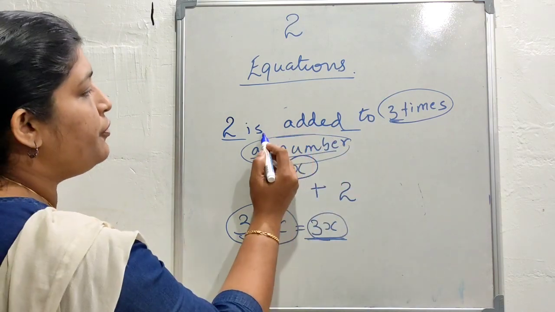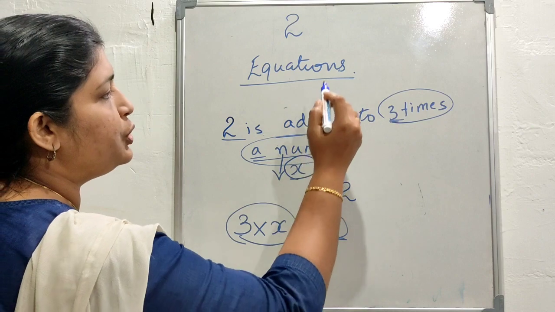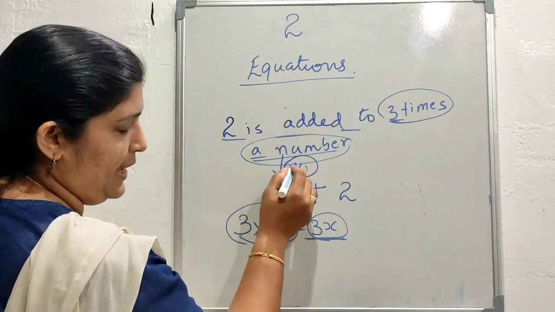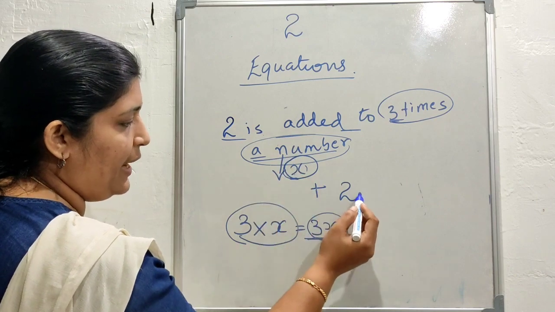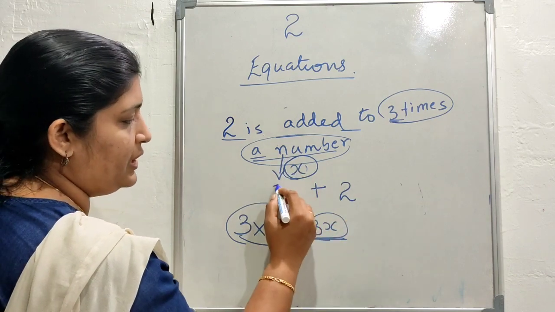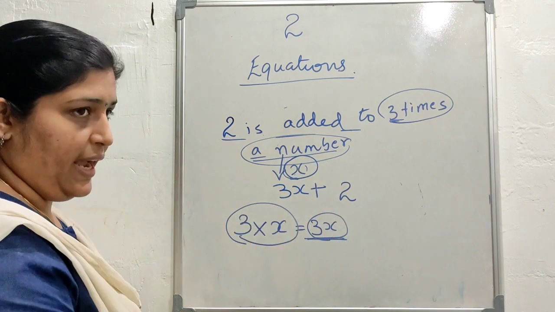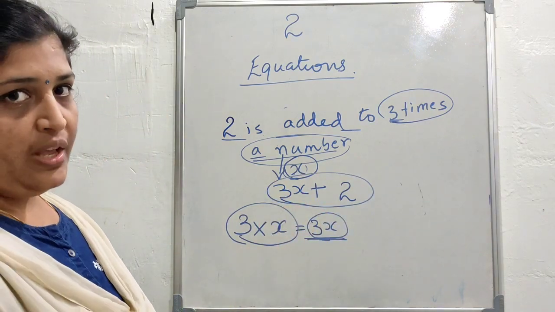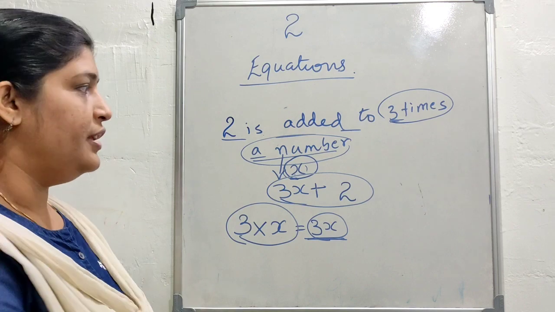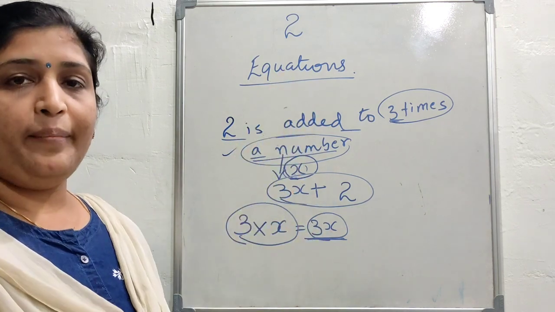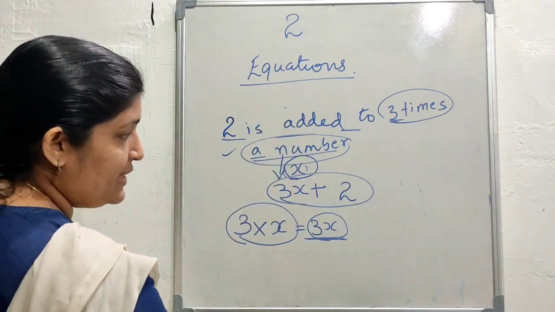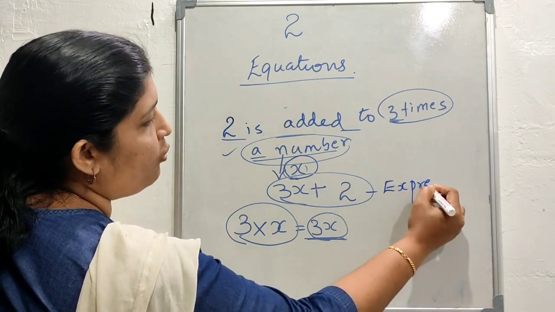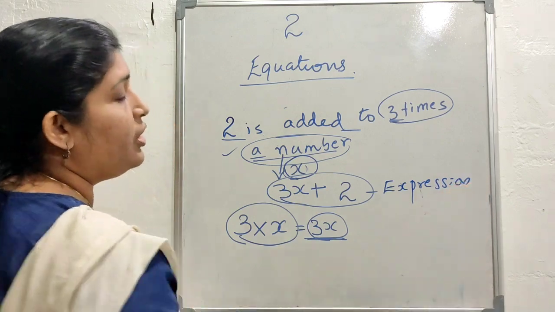So, the algebraic form of 2 is added to 3 times a number: we take our number as x. Then 2 is added to 3 times of the number. 3 times of the number is 3x, and 2 is added to it means 3x plus 2. This is the algebra of the sentence. But this one is only an algebraic expression, and our chapter's name is equations.